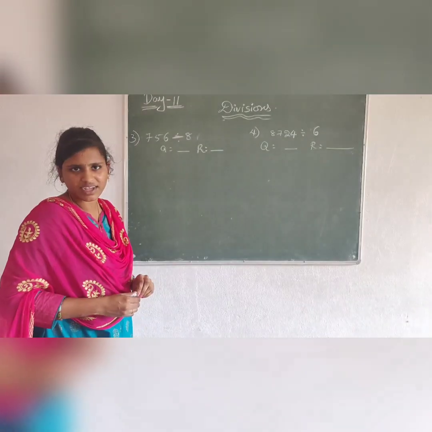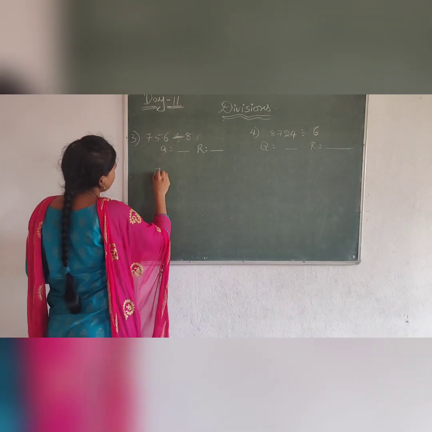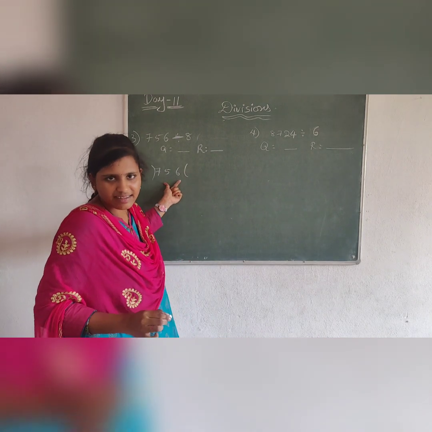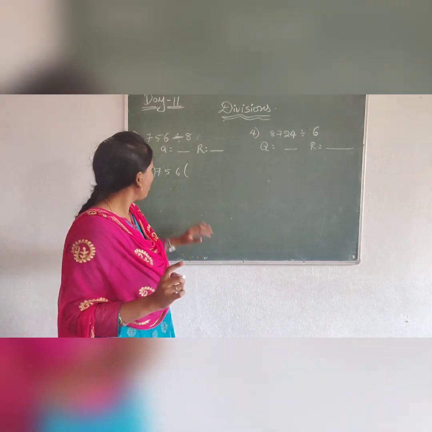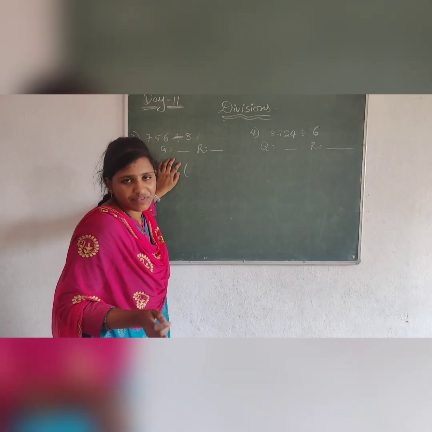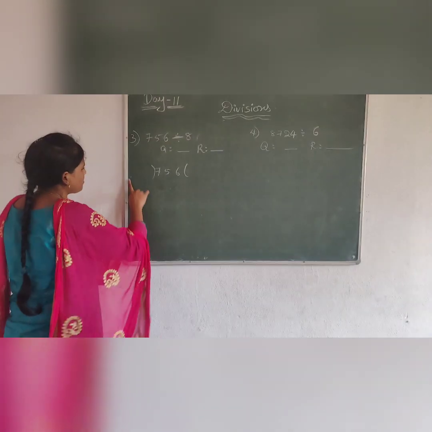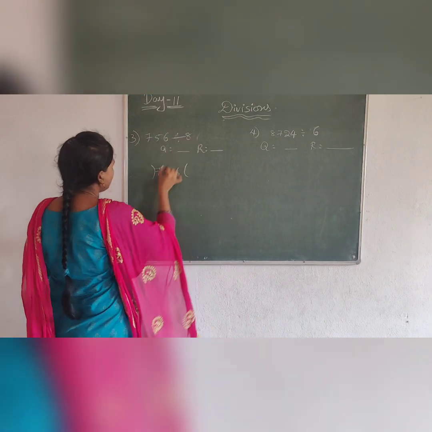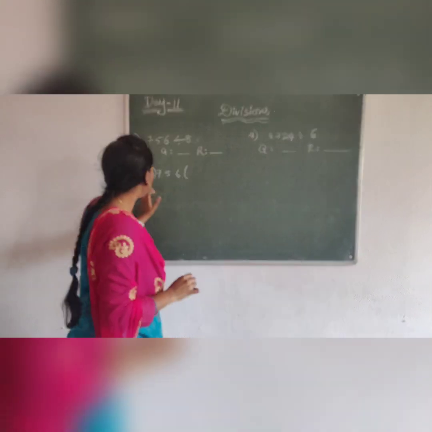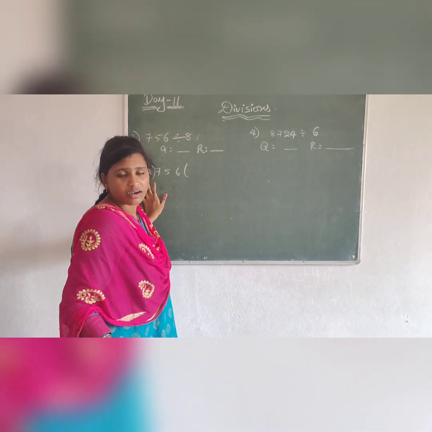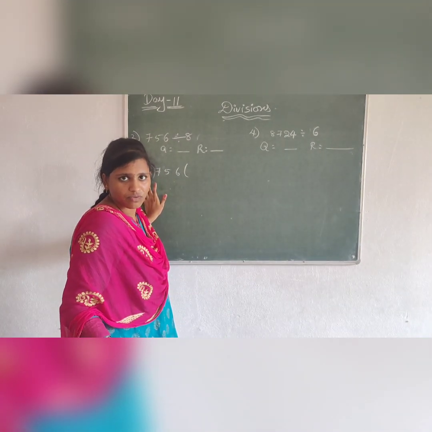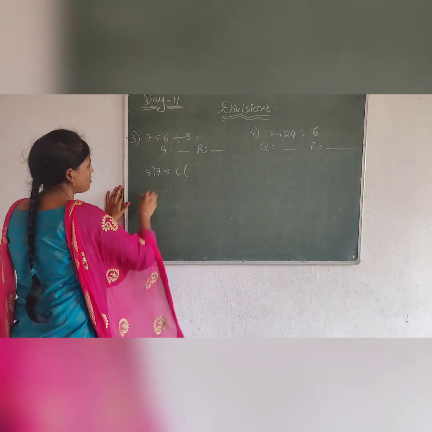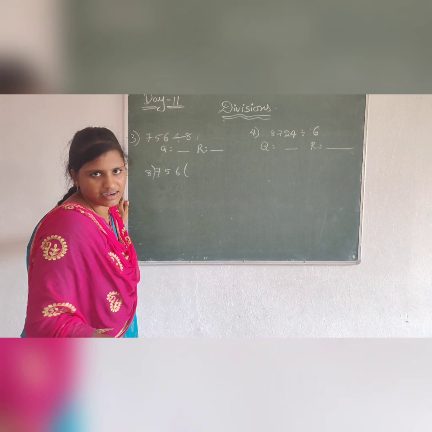Let's do the first one. Take 756 in the dividend place. Every time I am reminding you, the middle number is the dividend and the left side bracket is the divisor. What is the divisor? 8 is the divisor. See here, how many digits are there in the divisor place? 1. In the dividend also, you should take the first 1 digit.